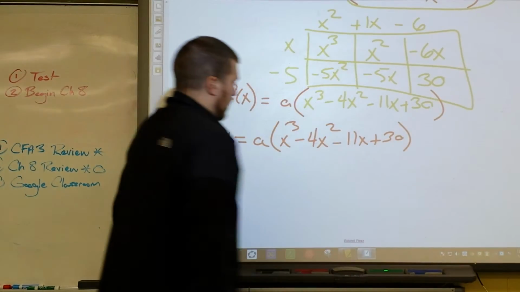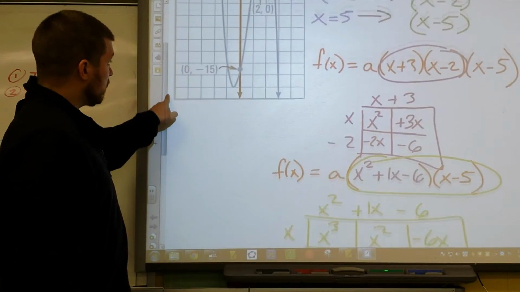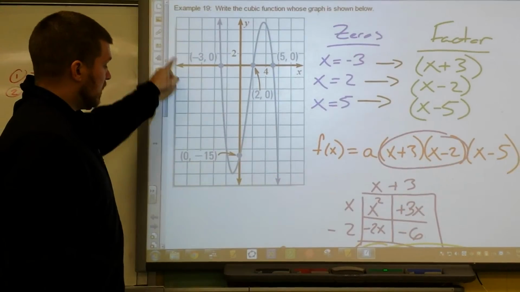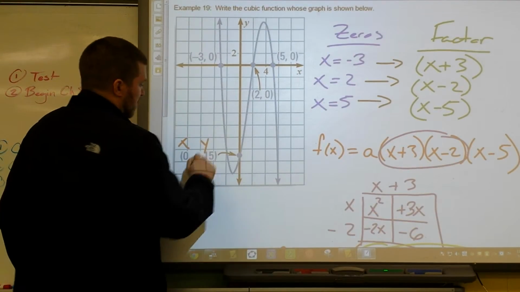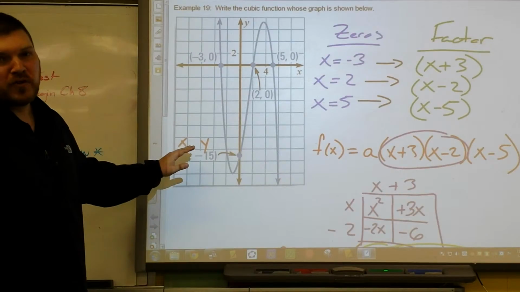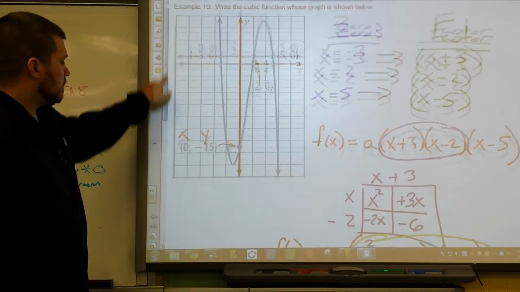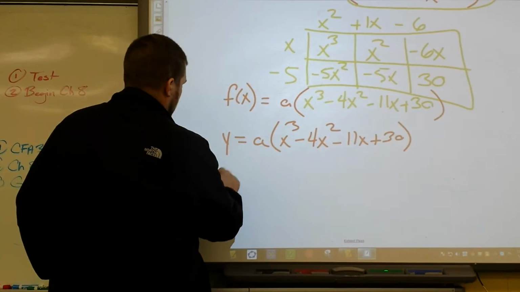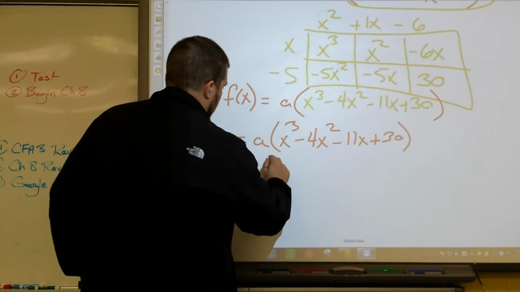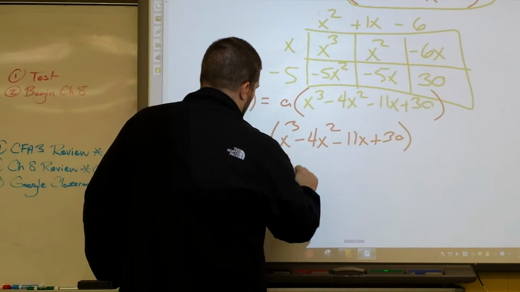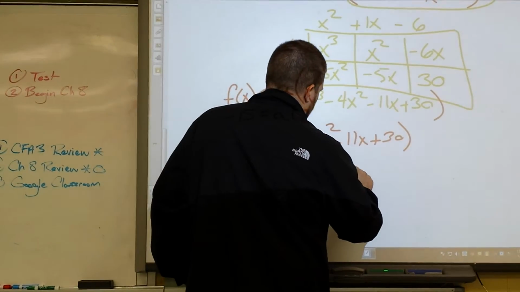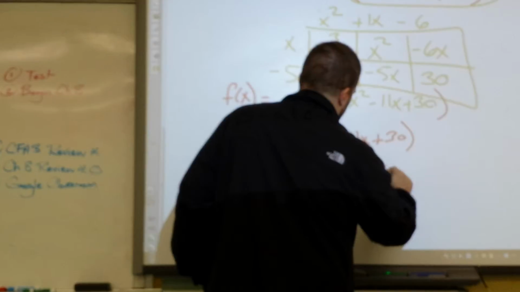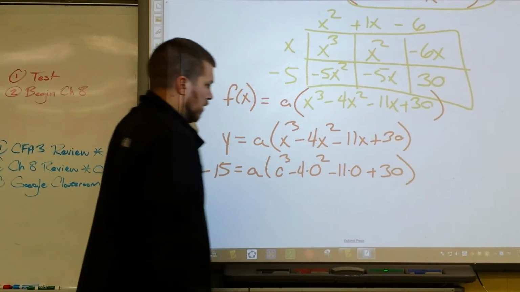And what I'm going to do to find a is I'm going to pick at least one other point that's given to me on the graph. This 0, negative 15. So this is going to be my x, this is going to be my y, and I'm going to plug in. The only thing that's going to be remaining is my a. So I have negative 15 equals a times 0 cubed minus 4 times 0 squared minus 11 times 0 plus 30. I want to clean up wherever I can.